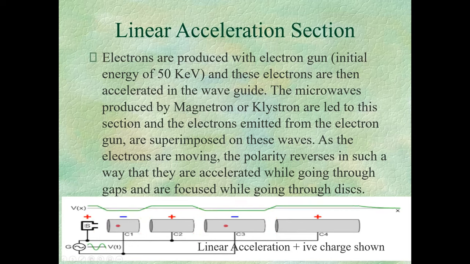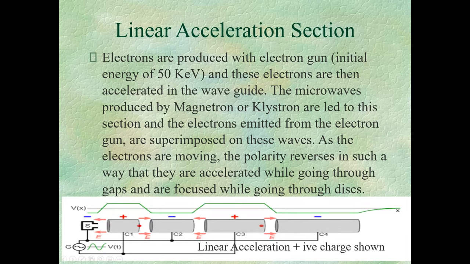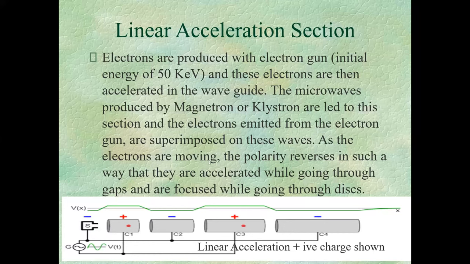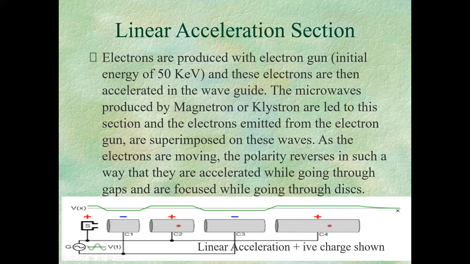Electrons are produced with the help of an electron gun with an initial energy of 50 kilo electron volts. These electrons are then accelerated in the waveguide. The microwaves produced by a magnetron or klystron are led to this section, and the electrons emitted from the electron gun are superimposed on these waves.